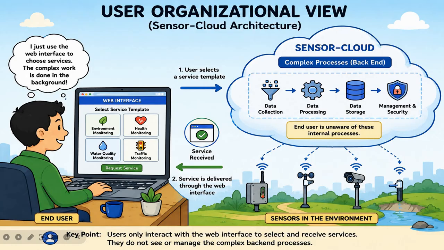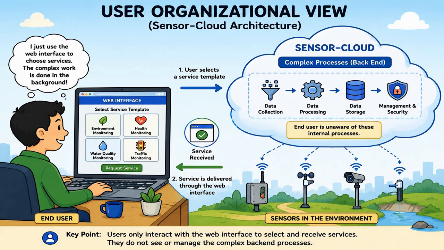Okay, the request is sent where? It is sent to the sensor cloud system. Now the cloud system performs many complex tasks such as data collection, data processing, data storage, management and security in the background. Various sensors are placed in the environment which collect the information and send it to the cloud. The cloud processes the sensor data and prepares the required service.